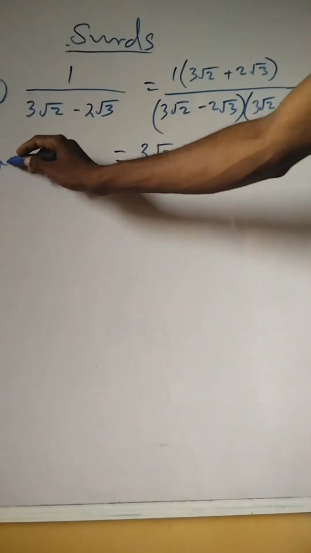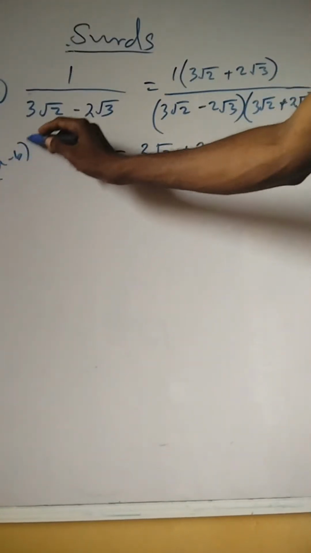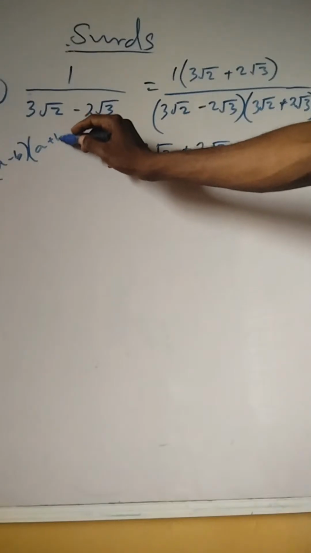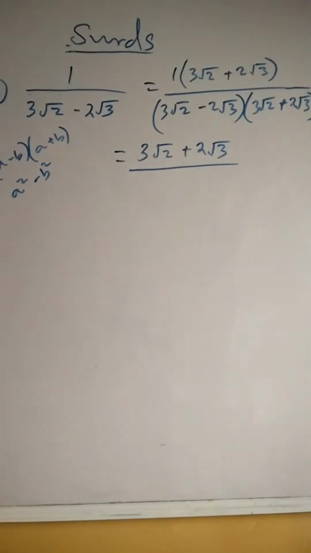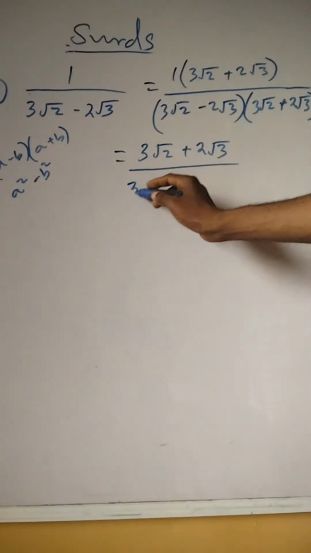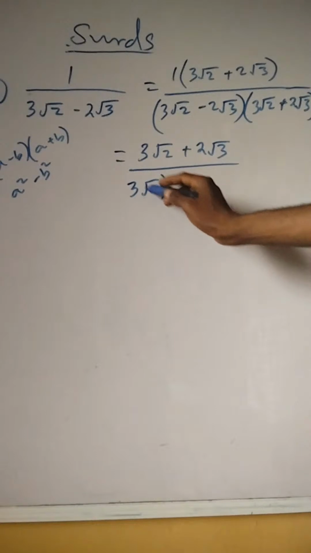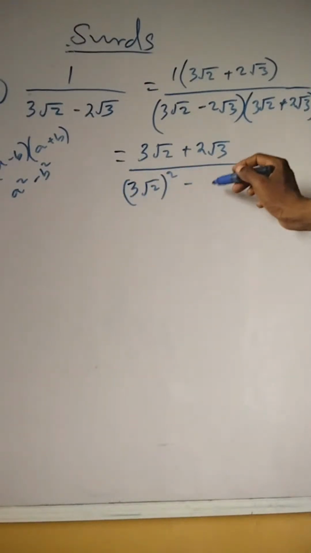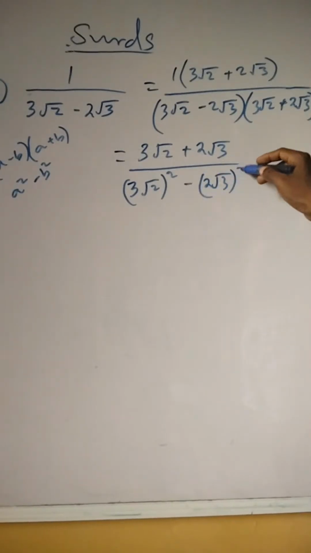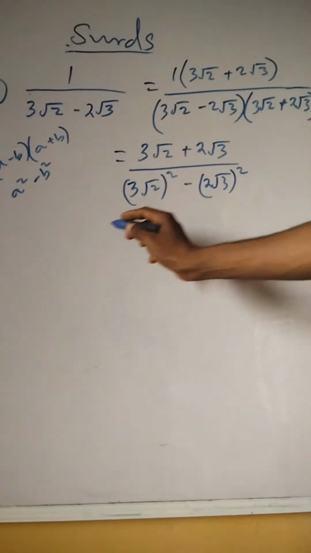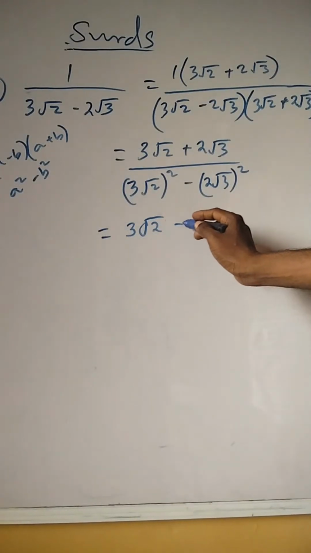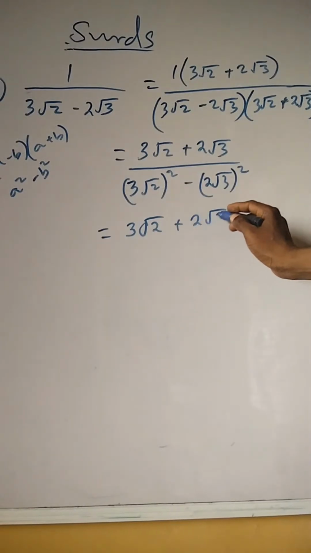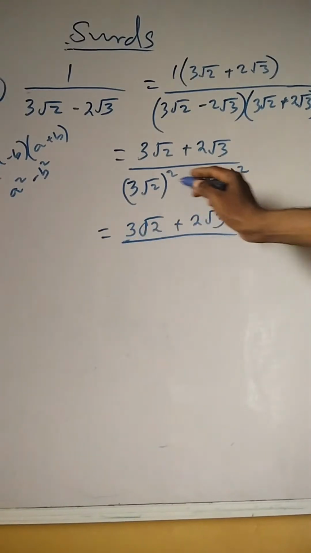At this one we have a minus b into bracket, open bracket, a plus b. This is the same thing as a square minus b square. This a here is 3 root 2. We have 3 root 2 all square, minus b, which is 2 root 3, that's 2 root 3 all square. And this becomes 3 root 2 plus 2 root 3 divided by, the square of 3.